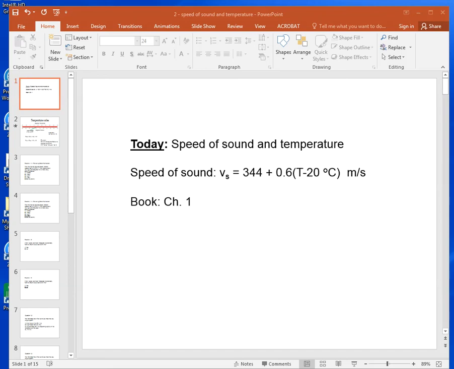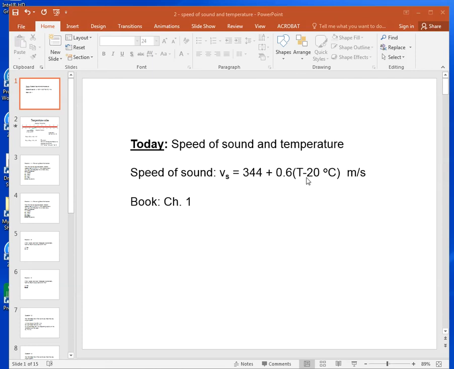So today we're going to work out some issues with regards to the speed of sound and also start thinking about how temperature might play a role. So I'm just going to hand you a formula right now which says that the speed of sound, that's v sub s, where the v is for velocity, is equal to 344 meters per second if it's at 20 degrees Celsius.